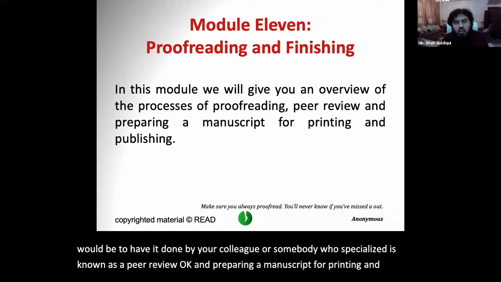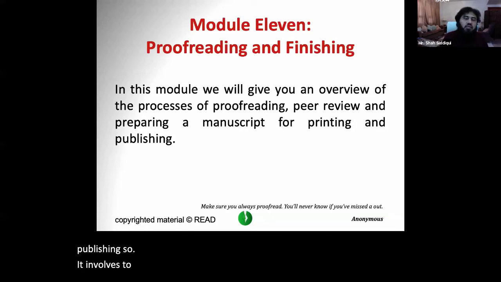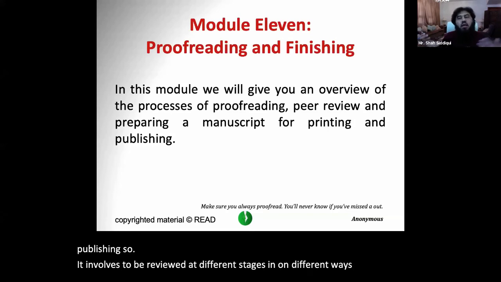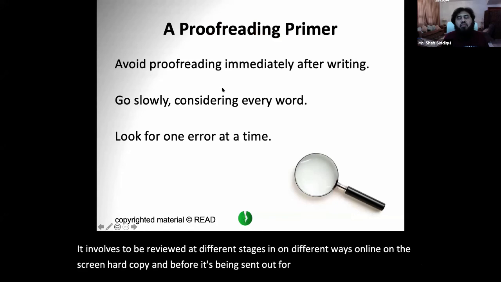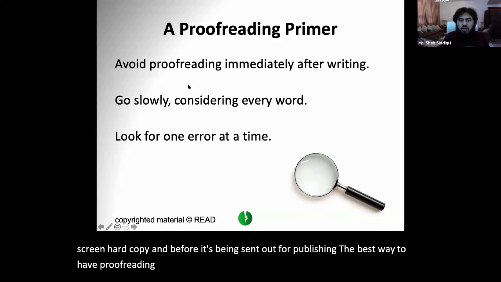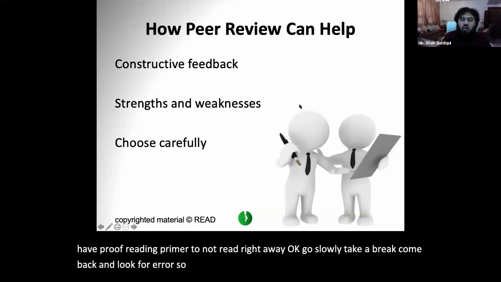So, it involves being reviewed at different stages, in different ways, online or on the screen, and hard copy, before it's sent out for publishing. The best way to proofread is to not read right away, okay? Go slowly, take a break, come back and look for errors, so you won't miss them. And the more you proofread, the better it is.